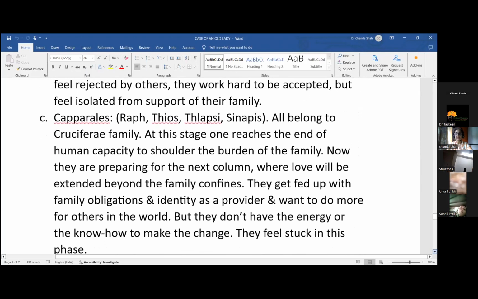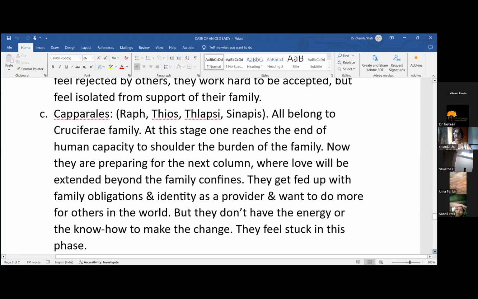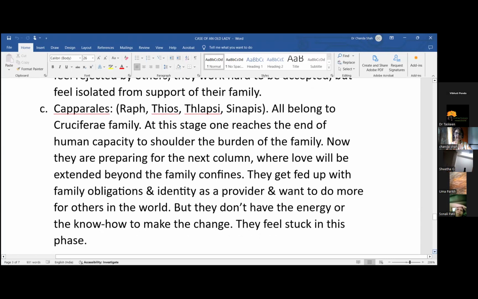At this stage, this is the last stage, the last two stages. One reaches the end of the human capacity to shoulder the burden of the family. Now they are preparing for the next column, where love will be extended beyond the family confines. So she's saying, again I'm repeating, in the next janam, I want to become a doctor and look after others. They get fed up with family obligations and identity as a provider and want to do more for others in the world. But they don't have the energy or the know-how to make the change, and they feel stuck in this phase.